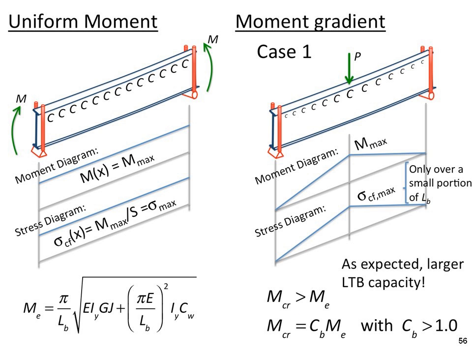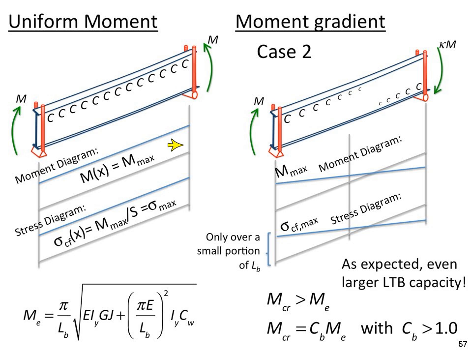The next slide is just looking at a different case, and this is a case where we've got moment gradient. In this case, the compression side on the first half of the beam is on the top flange, and on the second half it's on the bottom flange. So we would expect once again to have more capacity in this beam than before, and like I said, the codes seem to go with using a scale factor, a C sub B factor.